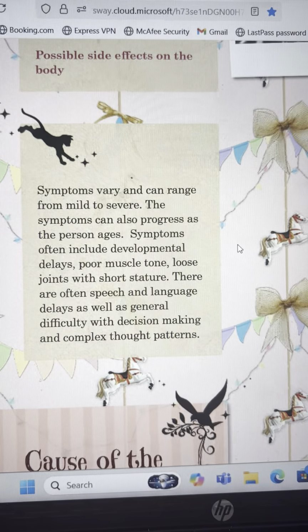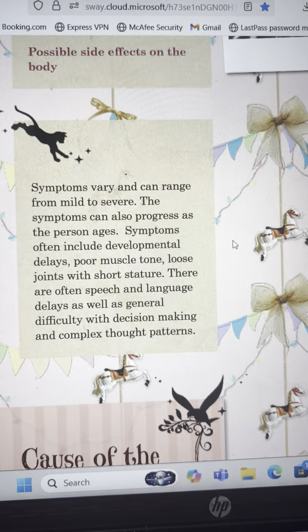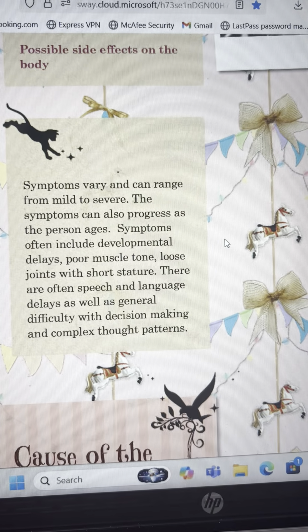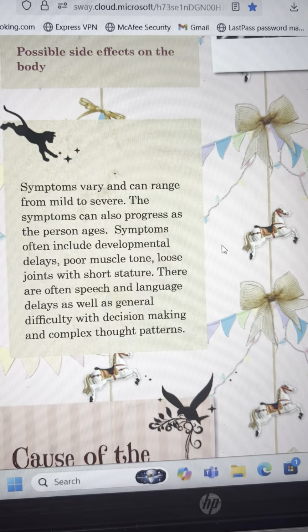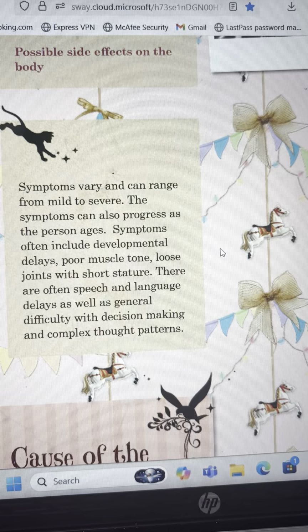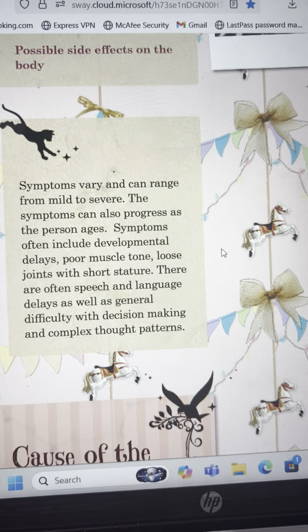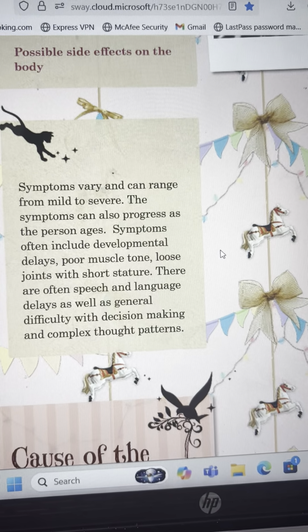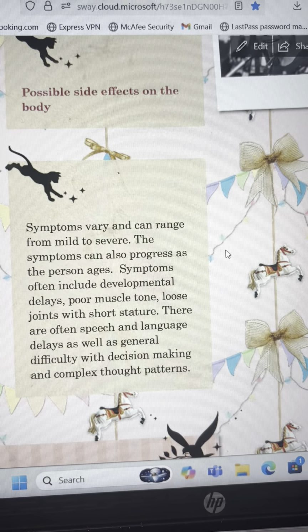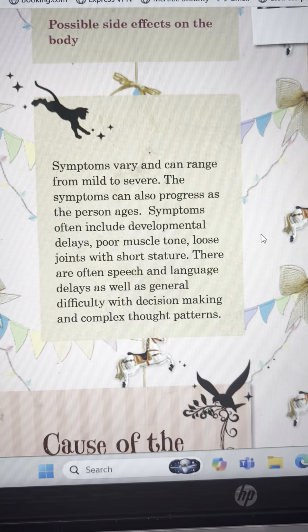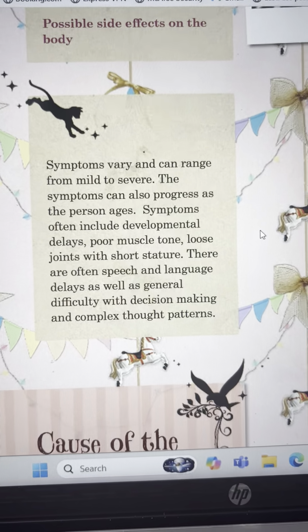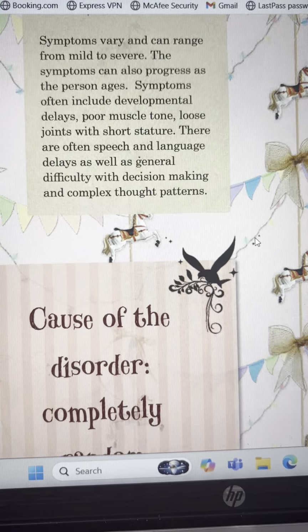The symptoms can progress as the patient ages. They're involved in developmental delays, poor muscle tone, loose joints, and short stature. There's often speech and language delays, as well as general difficulty with decision making and complex thought patterns. Ultimately, symptoms are related to the diseases and the illnesses that accompany the structural abnormalities.